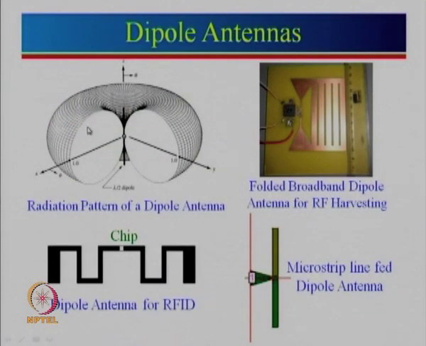So, it actually makes a figure of 8. Now, this figure of 8 is getting rotated all around. So, it almost looks like a donut, but a donut with a hole, not a continuous donut. So, a donut with a hole is the radiation pattern of a dipole antenna.